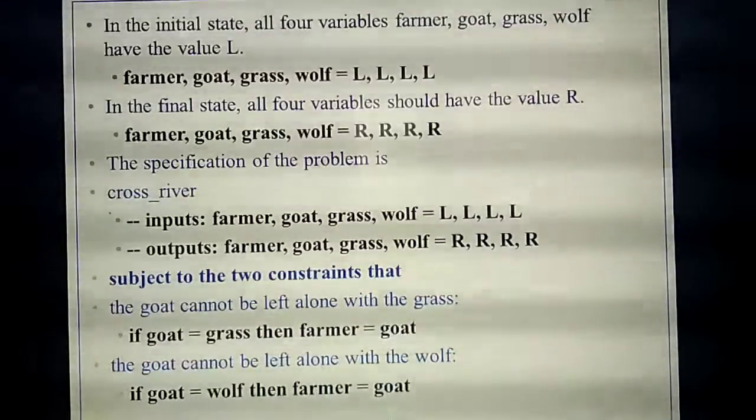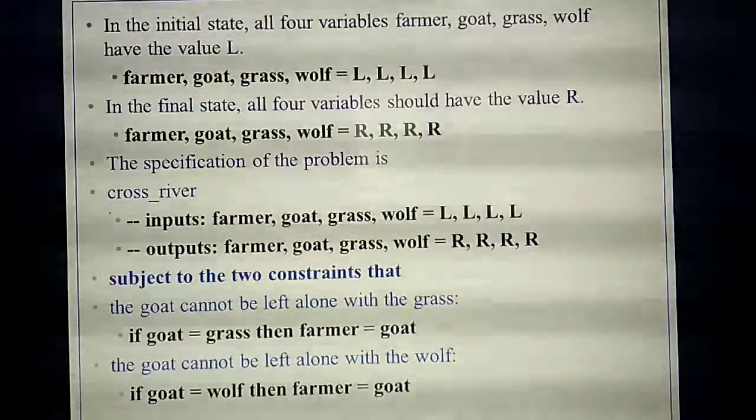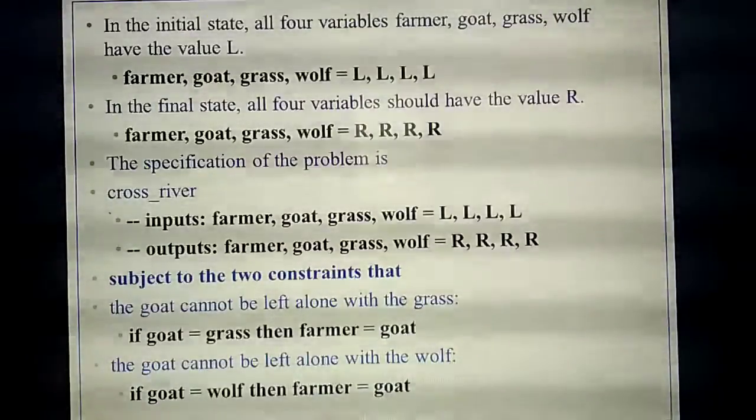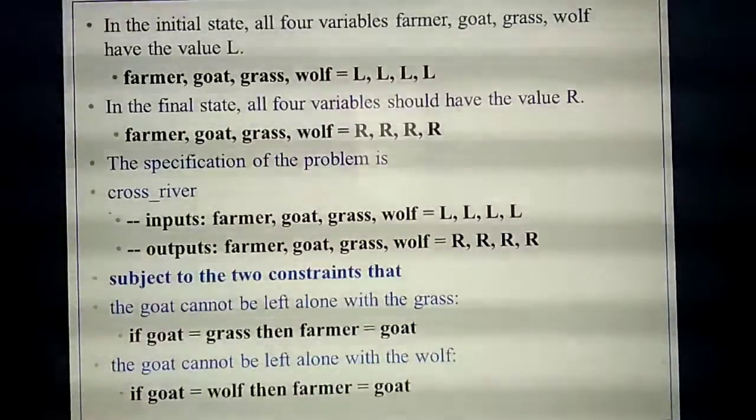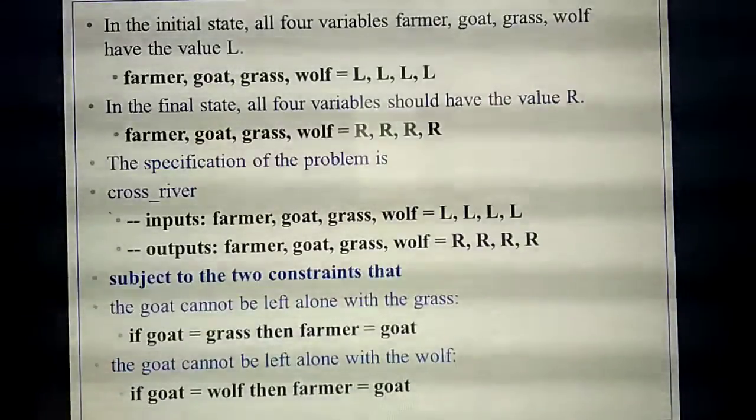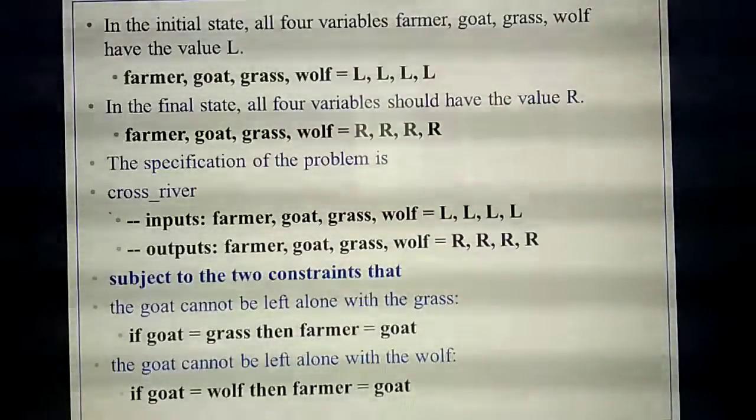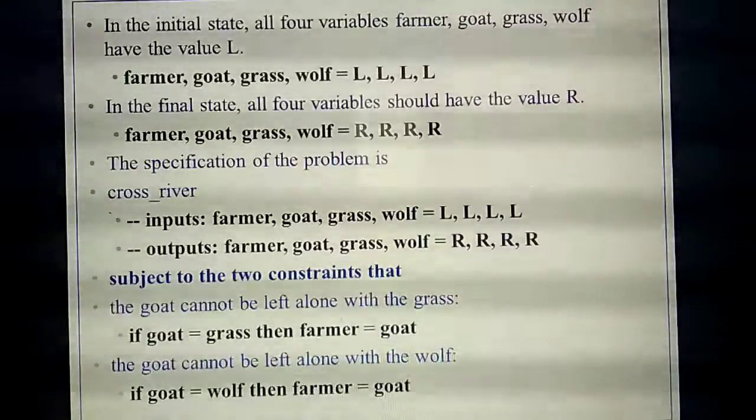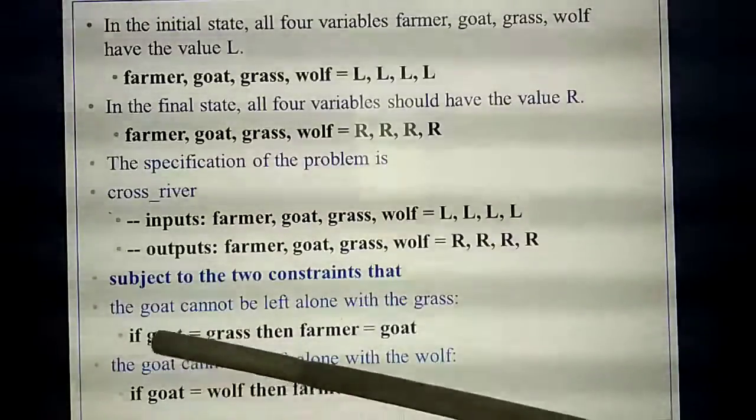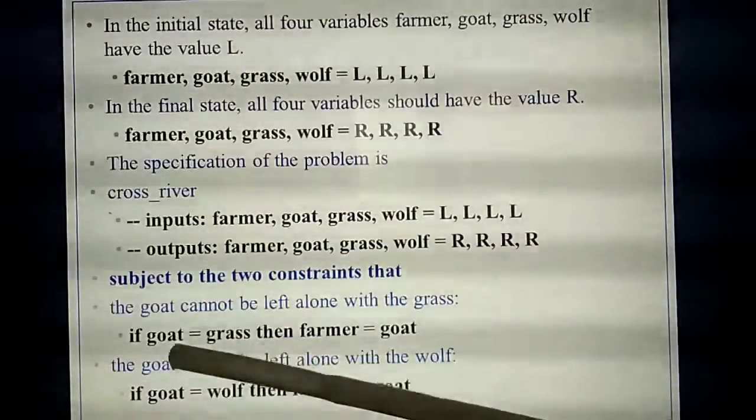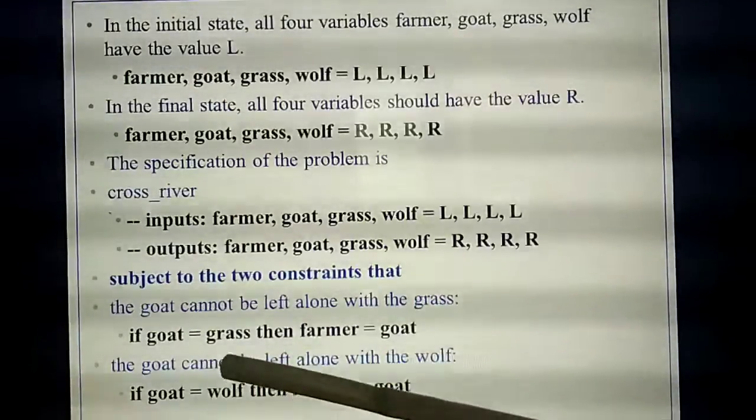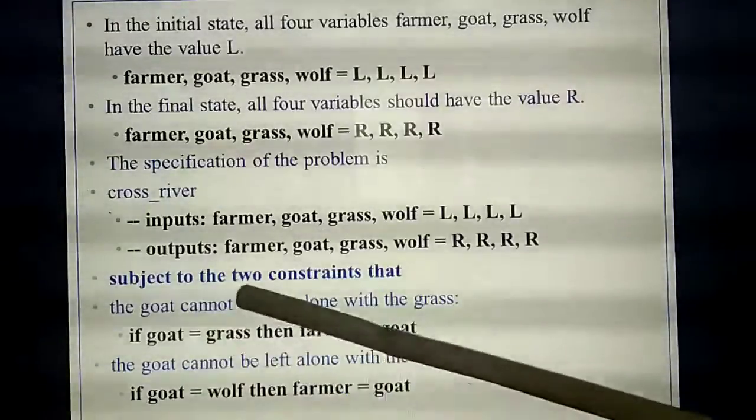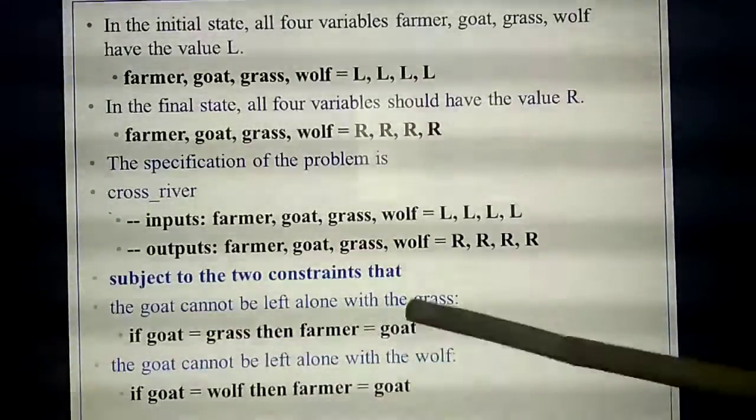Then what's the next step? You need to give the property for the input. So listen, what's the condition they are giving? The goat cannot be left alone with the grass. If you leave the goat along with the grass, the goat will eat all the grass. So you need to write that in a format: if goat equals grass. If the goat is left along with the grass, the goat can eat all the grass, so you can't leave the goat along with the grass. So the goat always needs to be with whom? Farmer.